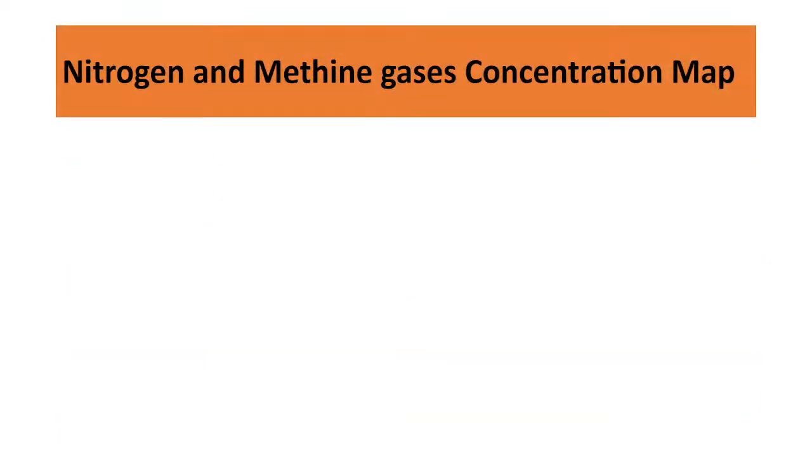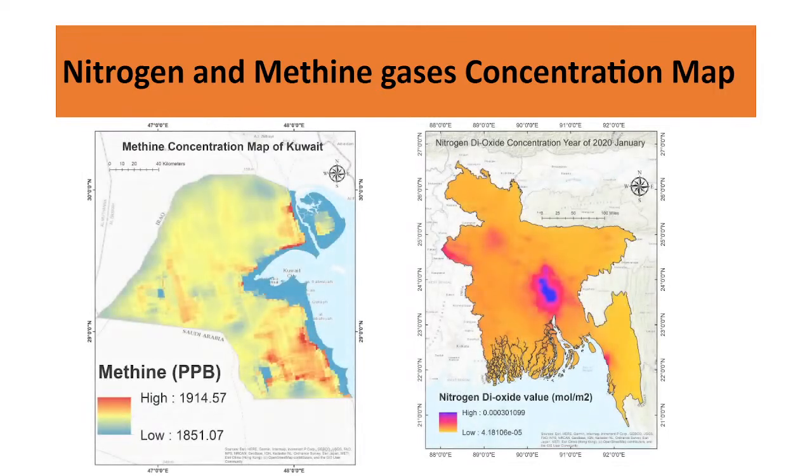So first of all, here you can see we get two types of map. One map represents the methane concentration of Kuwait. You can see this type of region, red color, identifies the high concentration of methane. This region also has high concentration, and it will be almost 1914.57 parts per billion, the ppb unit.